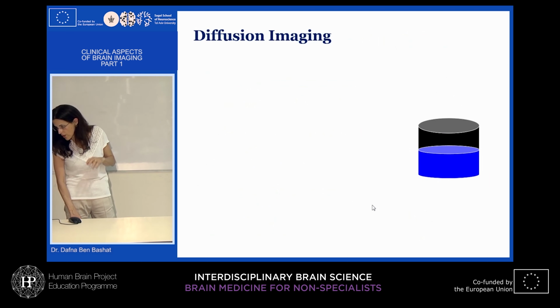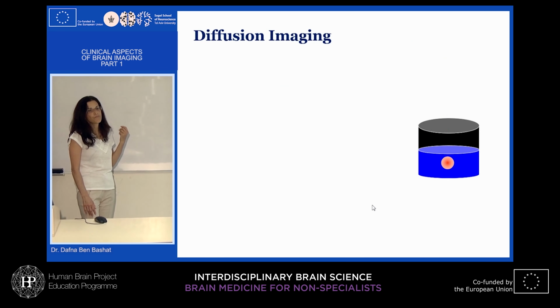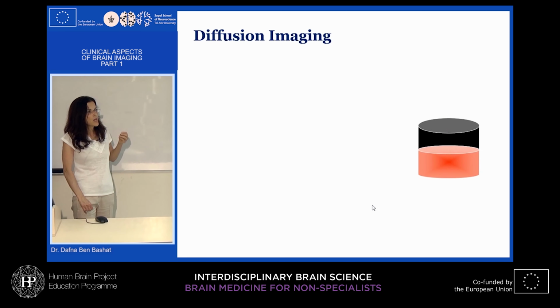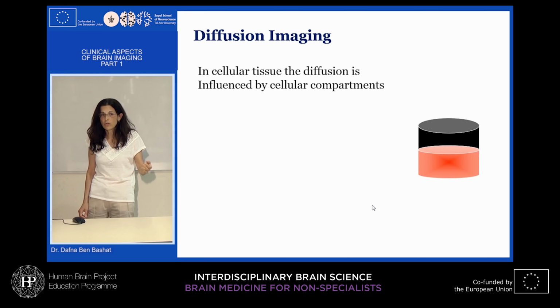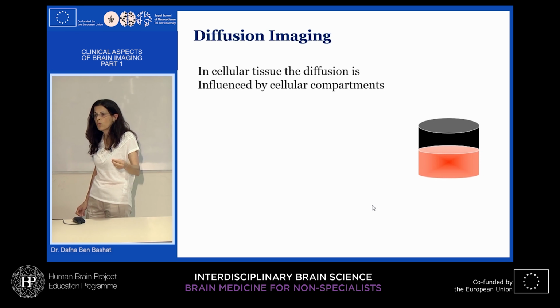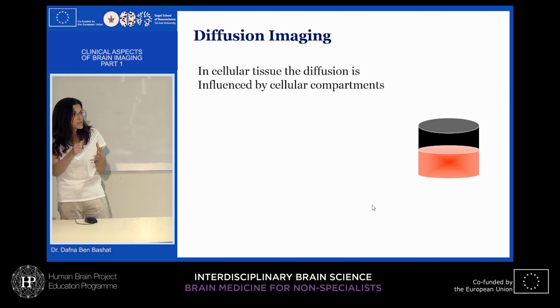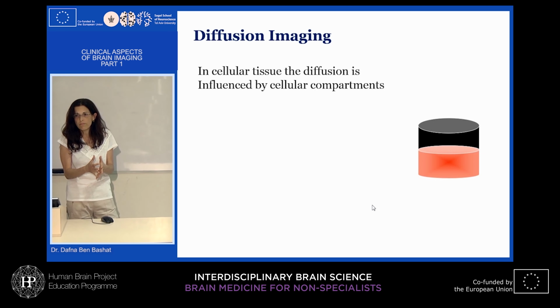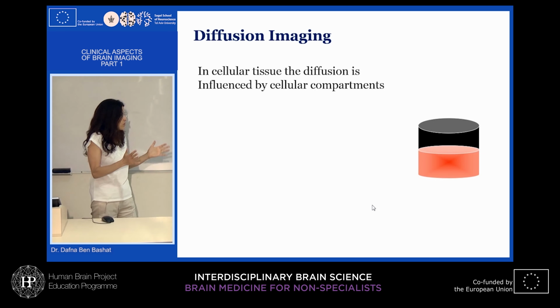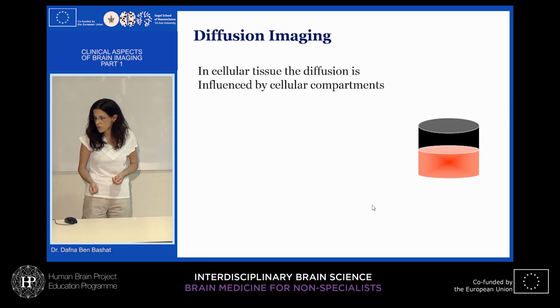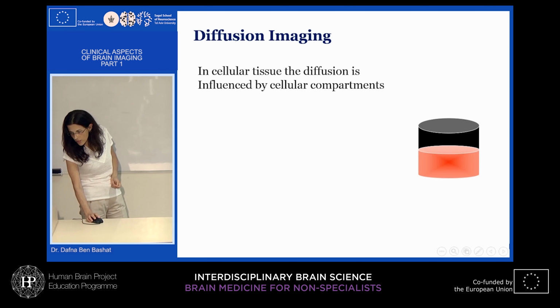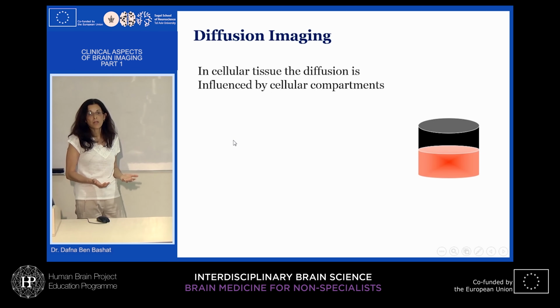So what is diffusion? When we talk about diffusion MRI, we're talking about random motion due to the kinetic energy of molecules. If you drop a drop of ink into water, even without stirring the glass, after a while, if it was red ink, all the water will become red, just by random motion. But when we are talking about cellular tissue, the diffusion is influenced by the cellular compartments.